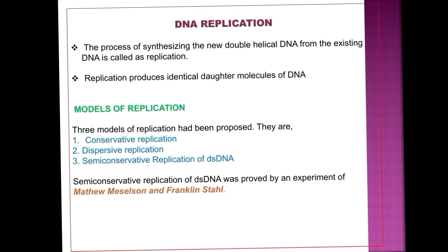Next is semi-conservative replication of double-stranded DNA. In this mode of replication, each parental DNA strand serves as a template for a new strand. The new strand is connected with the parent strand by hydrogen bonds. During replication, the parental double helix unwinds and then rewinds into two new double helices. Each double-stranded DNA contains one parent strand and one new strand.